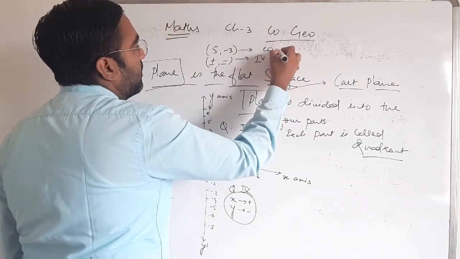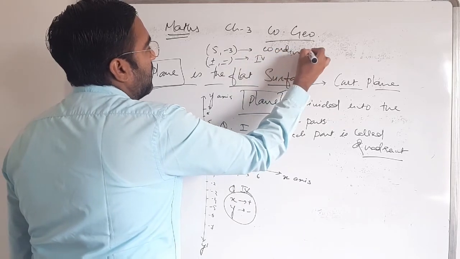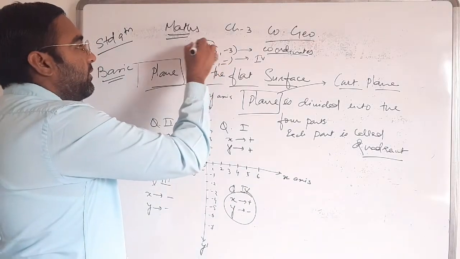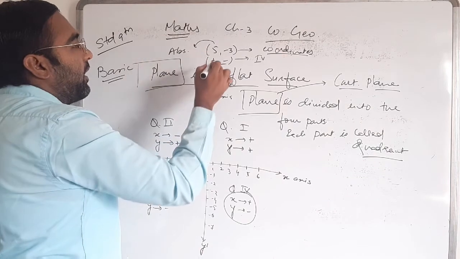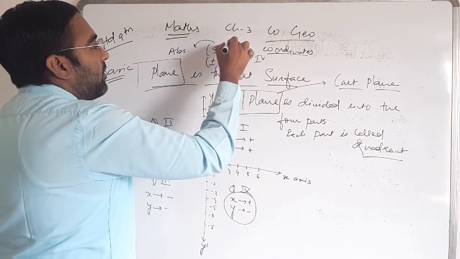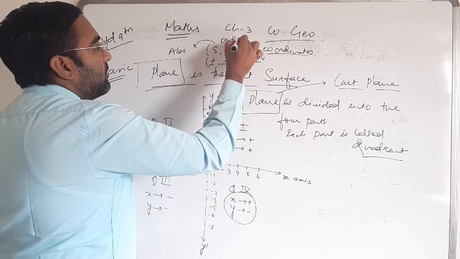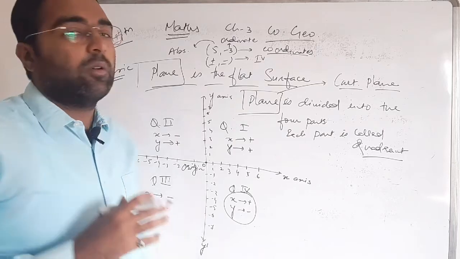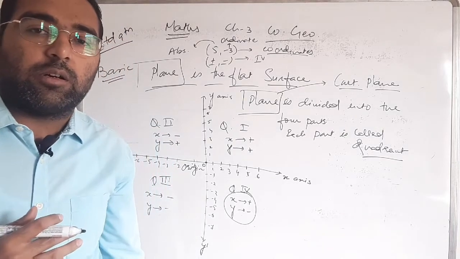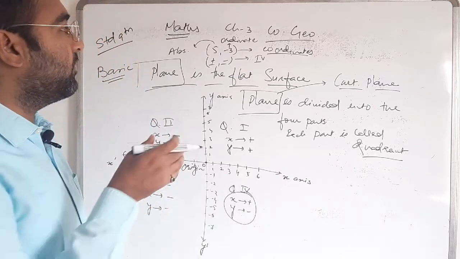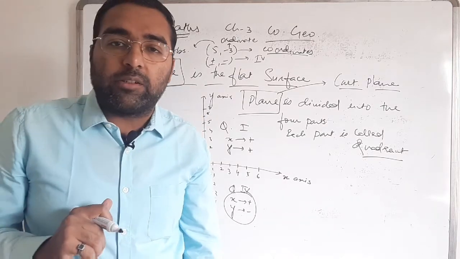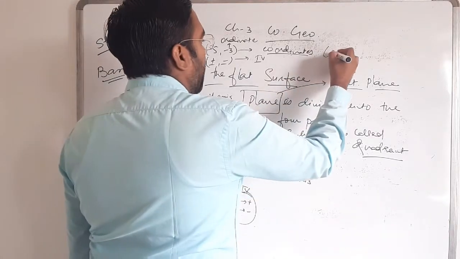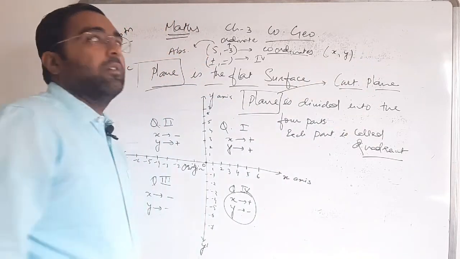This is known as the coordinates. Clear? In the coordinates, the value of x is known as the abscissa, and the value of y is known as the ordinate. Both combined form the coordinates, written as coordinates of x comma y. Clear about that?